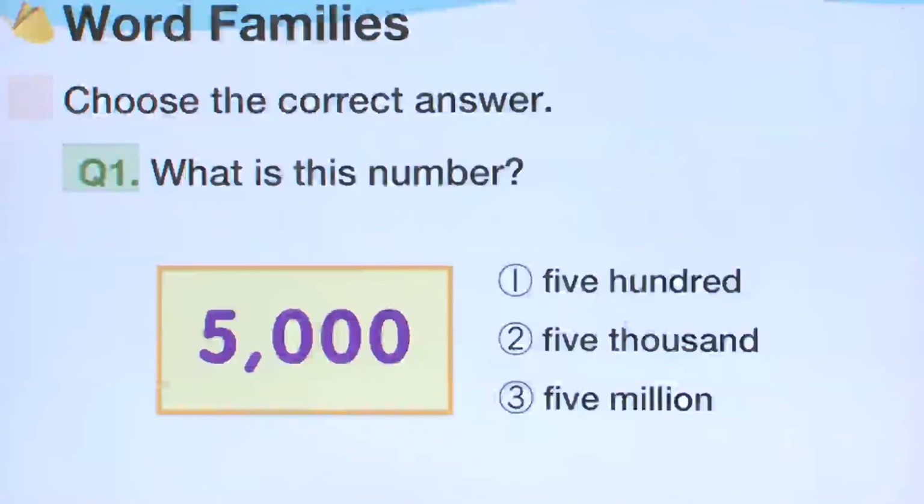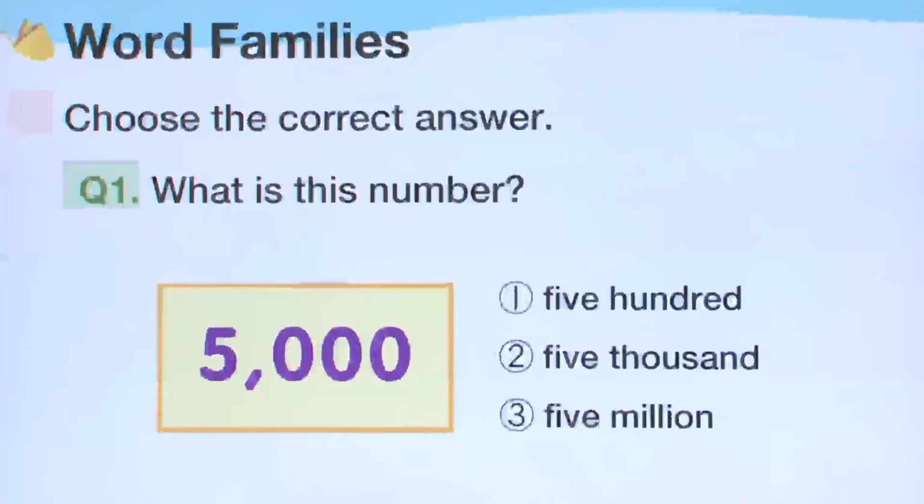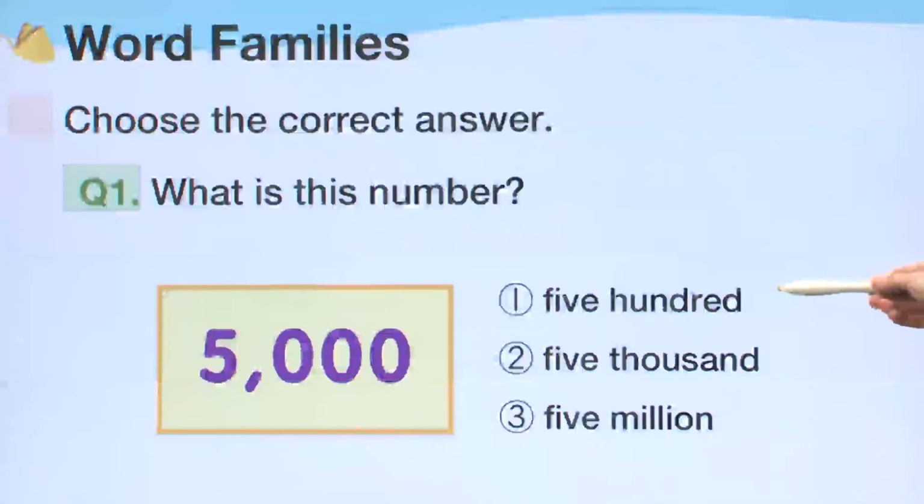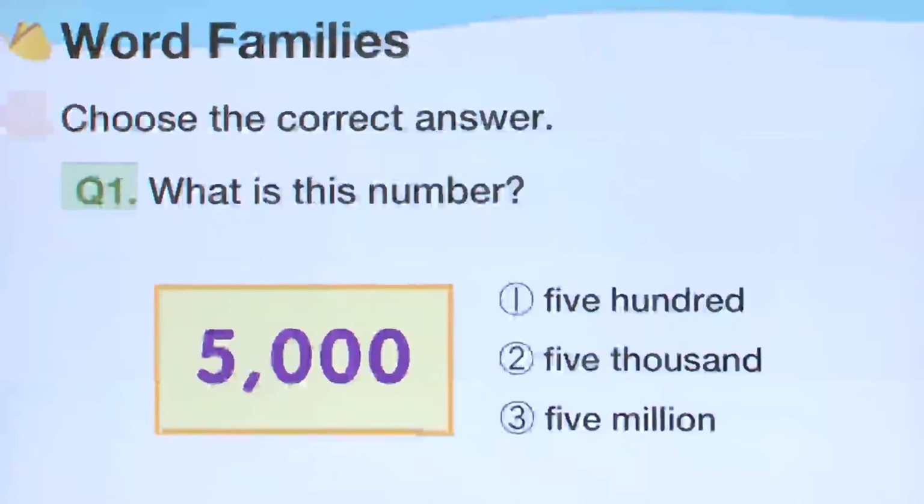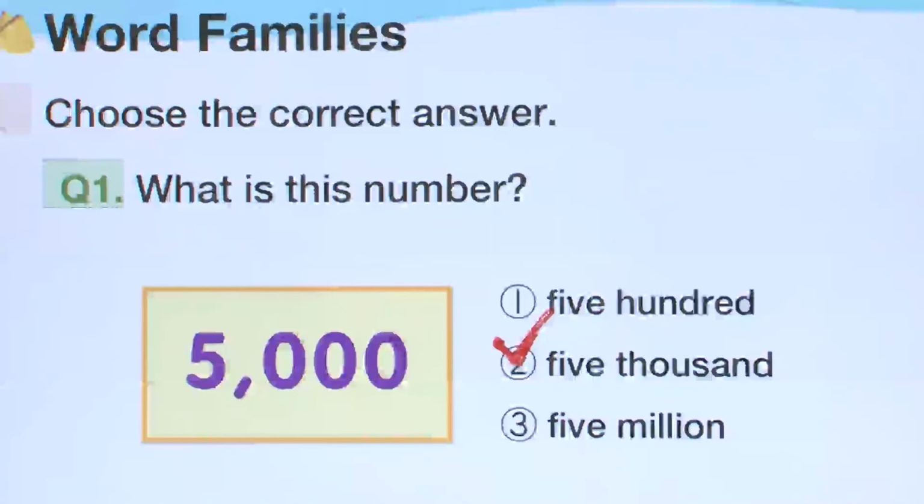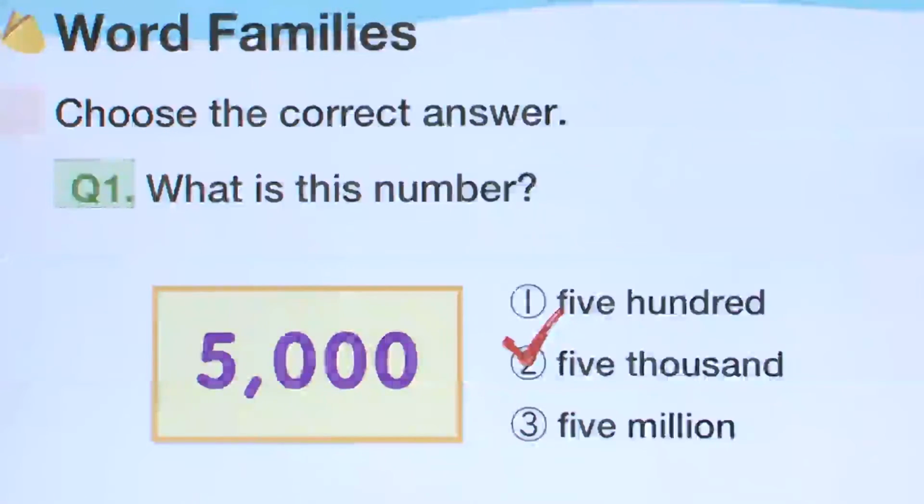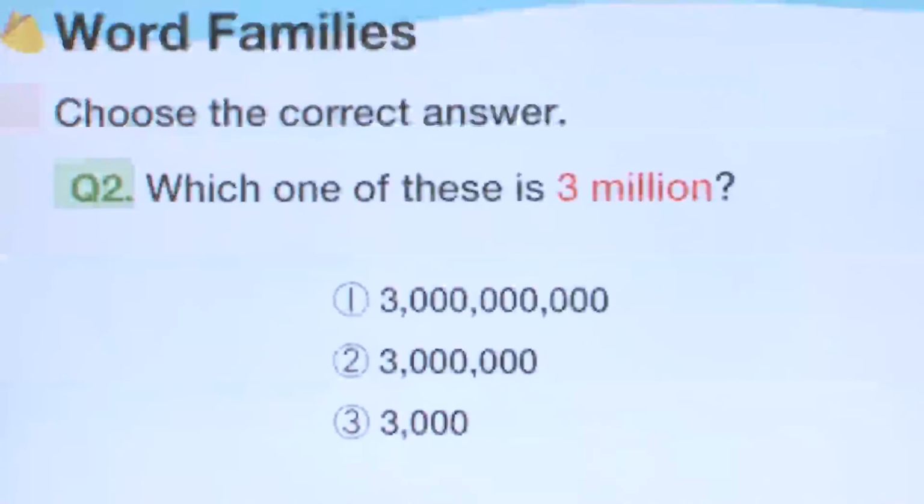Now, let's have some fun. Choose the correct answer. What is this number? Is it 500? Is it 5,000? Or 5 million? What's the answer? The answer is 5,000. 3 zeros means 1,000. It's 5,000.